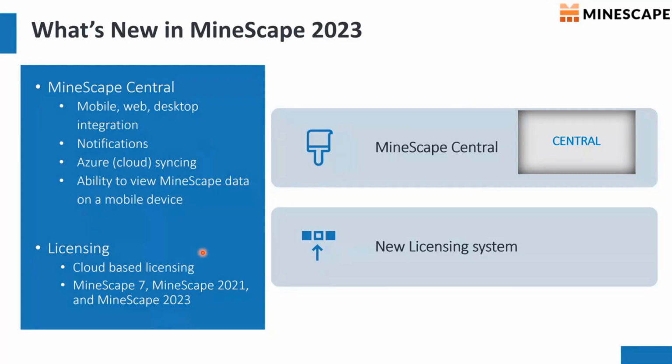One of the big items is we changed our licensing system. So we moved from one company or vendor to this one called Reprise licensing, and we did that because it's cloud-based licensing. So now you can run MineScape anytime, anywhere, and just access the cloud for your license. We backfitted into MineScape 7 and MineScape 2021, and of course, it only runs in 2023. So if you wish to run MineScape 2021 with MineScape 2023, you have to upgrade.